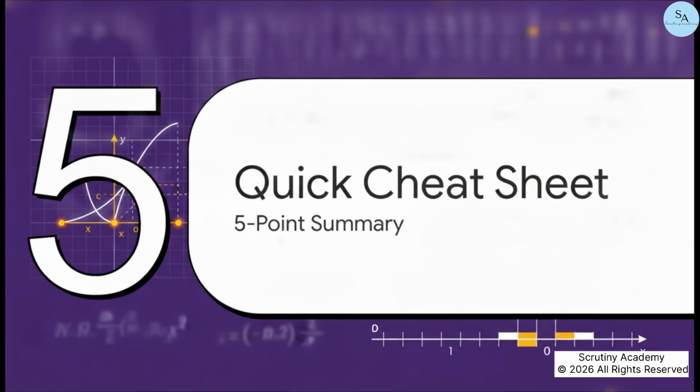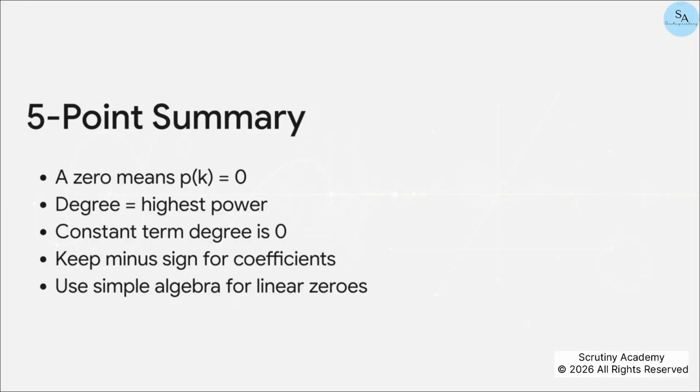Section 5, your quick cheat sheet. We're wrapping up this explainer, but as your friendly tutor, I am definitely not leaving you hanging without some quick revision notes. Keep these 5 golden rules in mind. Number 1, a 0 isn't a scary concept. It just means finding the secret number k that makes the whole equation equal 0. Number 2, the degree is always the highest power of the variable in the equation. Number 3, a constant term, that lonely number all by itself, technically has a degree of 0. Number 4, and I literally can't stress this enough, always keep the minus sign attached to your coefficients.